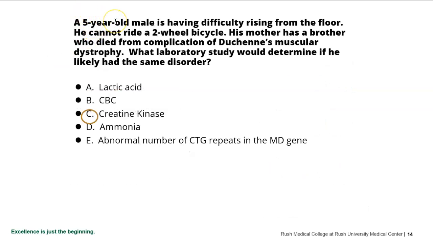So, a 5-year-old male is having difficulty rising from the floor. He cannot ride a 2-wheel bicycle. His mother has a brother who died from complications of Duchenne's muscular dystrophy. What laboratory test would determine if he's likely to have the same disorder? And the answer is a creatine kinase. This will help us to determine if it's very elevated. And again, every lab is different, so whatever you're given, it has to give you what the norm is. If normal is 200 and it's 203, it's probably not Duchenne's. If it's 20,000, it is.